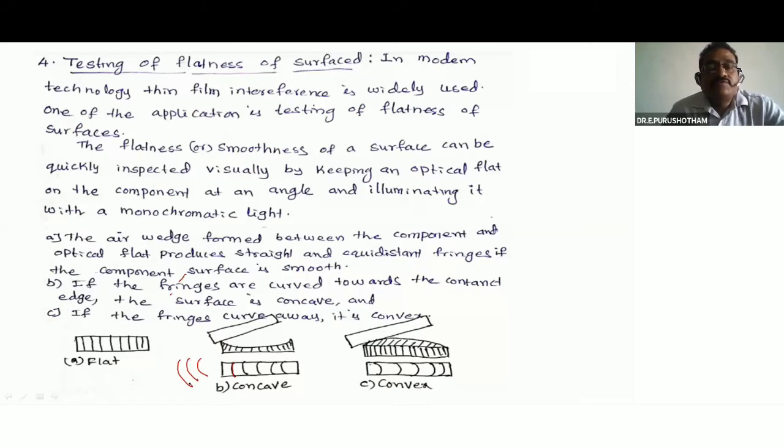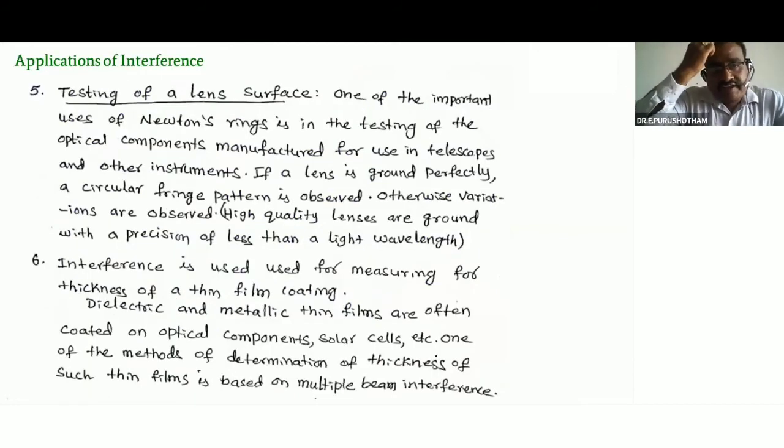If the fringes are curved towards the contact edge, the surface is concave. This is a concave surface. If the fringes curve away, you see here, curve away, it is the convex surface. You can observe here. This is the fourth point. Interference is used for testing of lens surfaces.